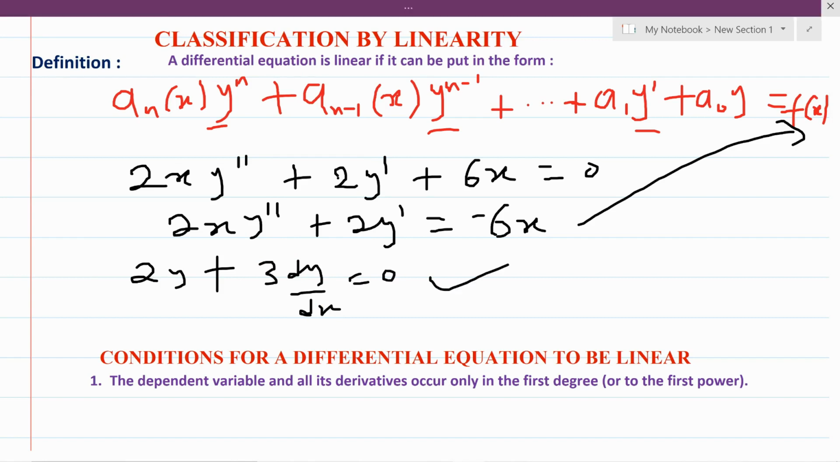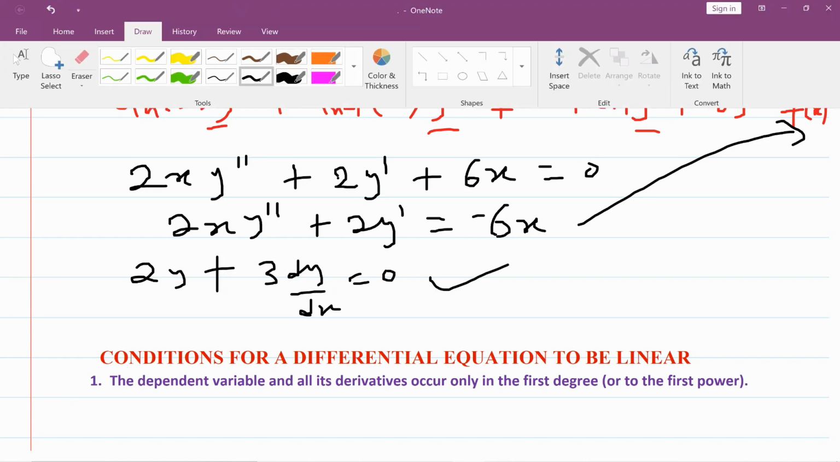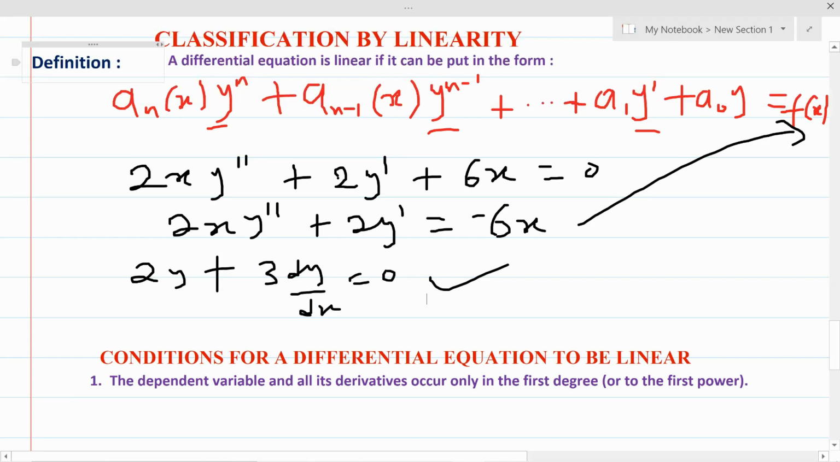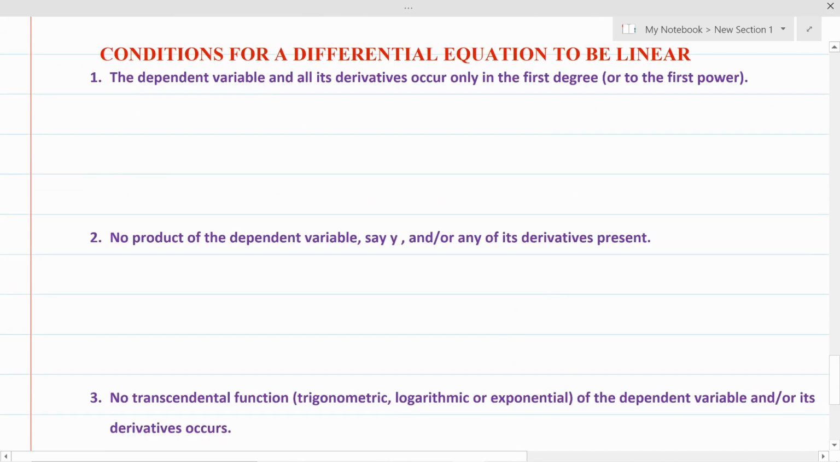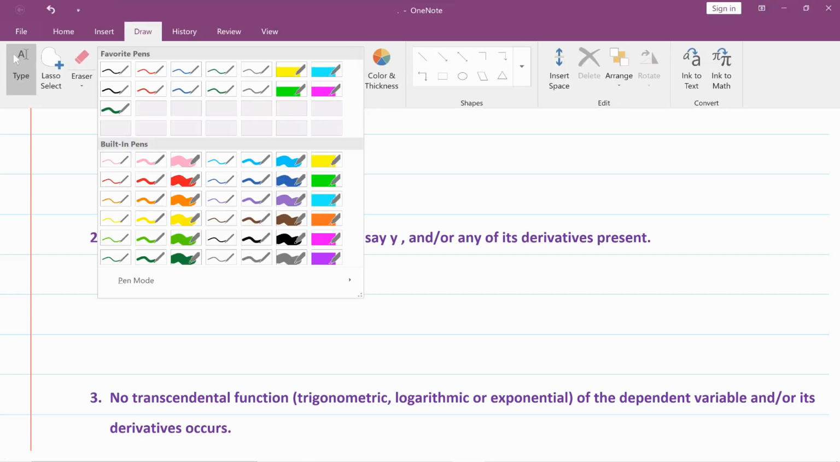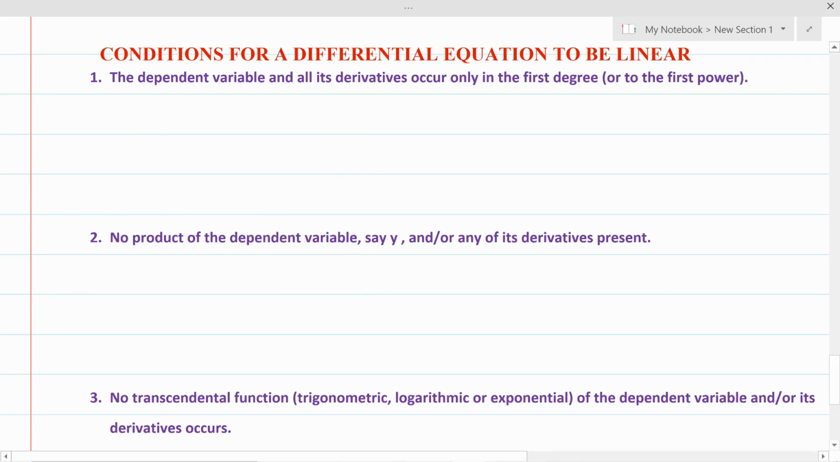Those are what we call linear differential equations. How do I know that a differential equation is linear? Let's look at the conditions for a differential equation to be linear. One, the first condition says that the dependent variable and all its derivatives occur only in the first degree, or to the first power. If you remember, we said the degree of a differential equation is the power that the highest derivative in the differential equation is raised to.